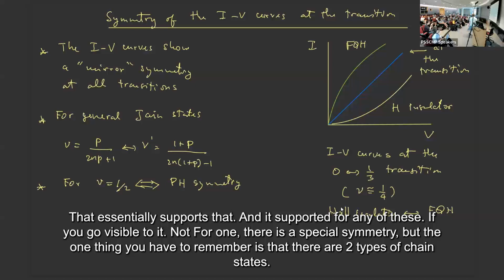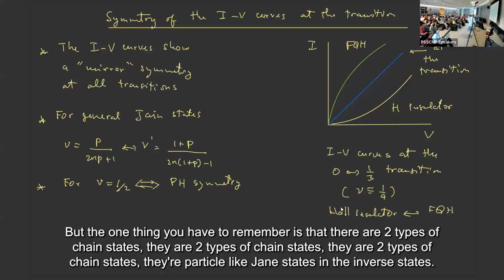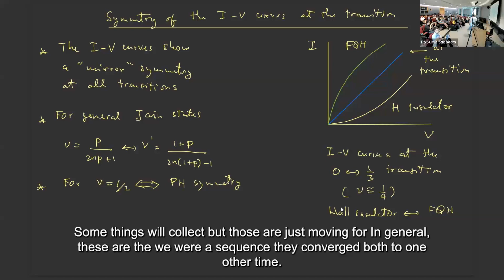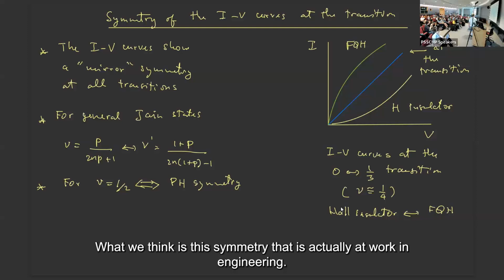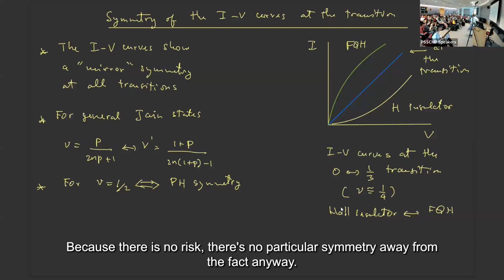For one half there is a special symmetry, but the one thing you have to remember is that there are two types of Jain states, the particle-like Jain states and the reverse sequence, sometimes called hole-like, but that's true only for a half. In general, these are reverse sequences, and they both converge to one over two. So there is essentially a symmetry between these Jain states. There is a mirror symmetry in the problem. And what we think is that it's this symmetry that is actually at work in general, because there is no particle-hole symmetry away from one half anyway.